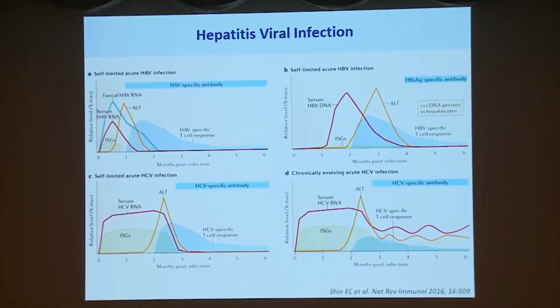So today, I'm going to talk about this kind of lineage plasticity of Treg cell in viral infections, including HIV, HBV, and HCV. In my talk, I will mainly focus on HIV infection and HCV infection, particularly after DAA treatment.